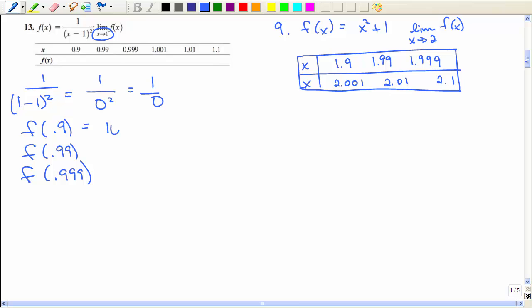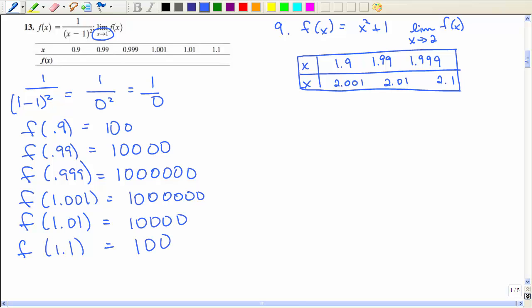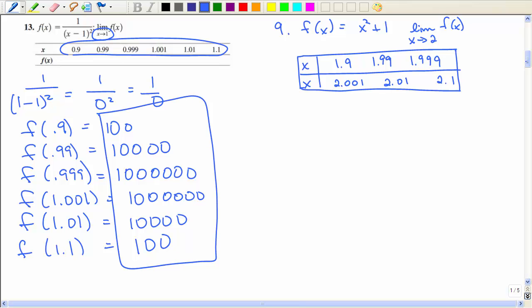Well, I'll go to my calculator. I think that's 100, 10,000, Okay, notice that even though x was all very, very close to 1, are these y values close to each other? Not at all. So we would say the limit does not exist.